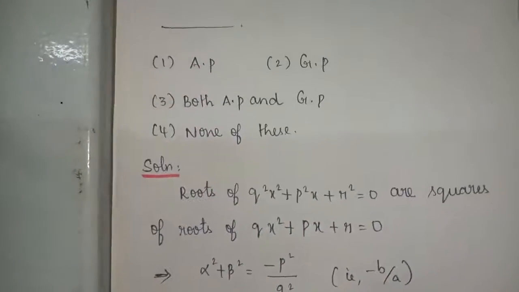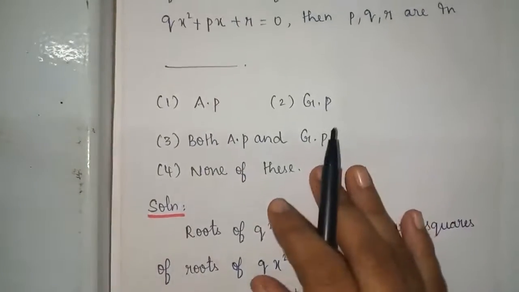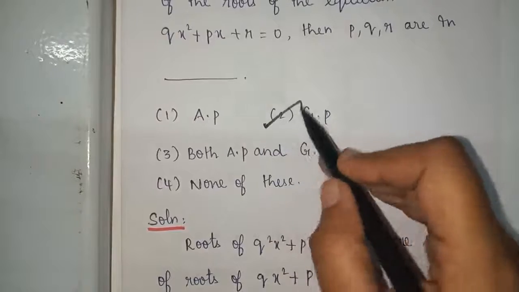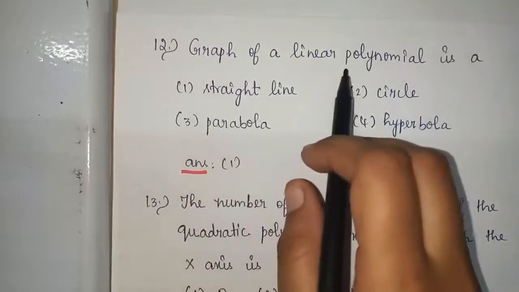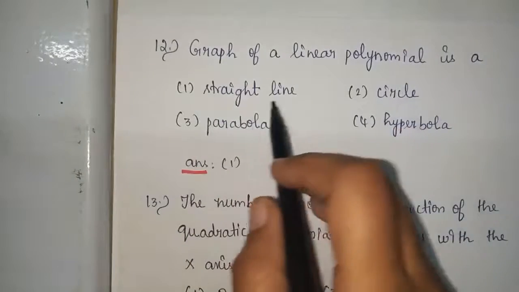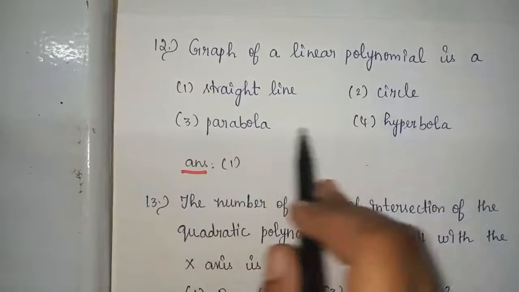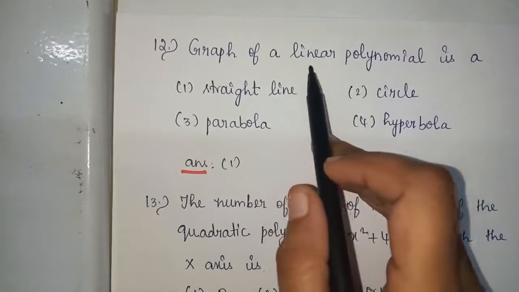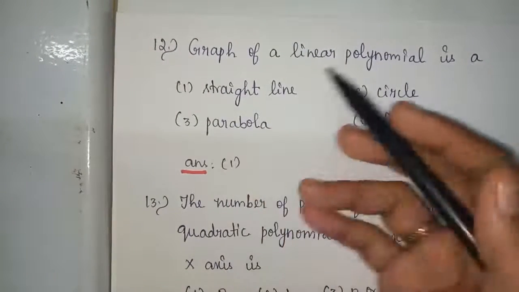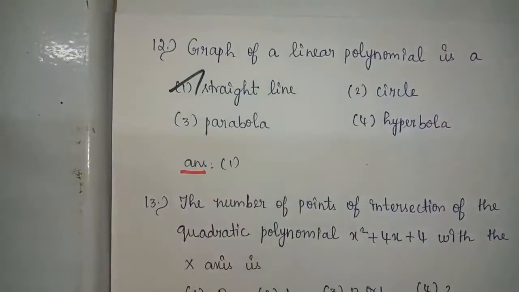The given equation is in GP. Question number 12. Graph of a linear polynomial is a straight line, circle, parabola, or hyperbola. Linear means straight. So the graph of a linear polynomial is always a straight line.